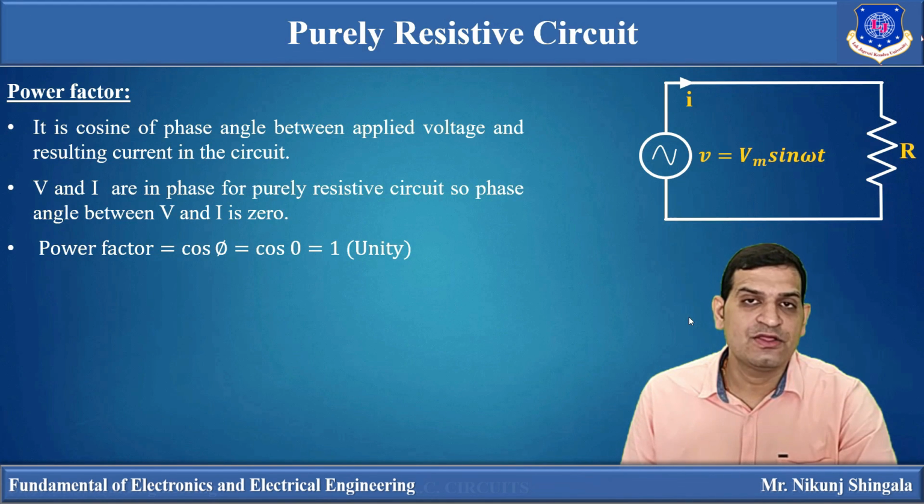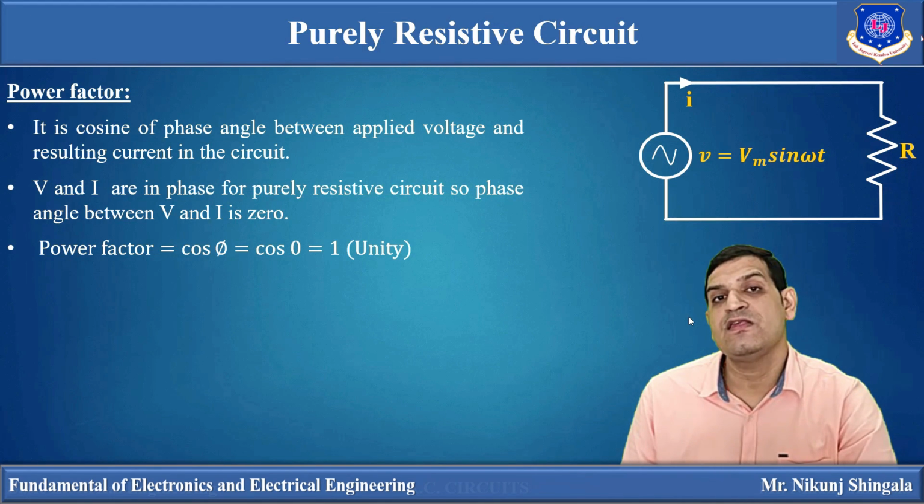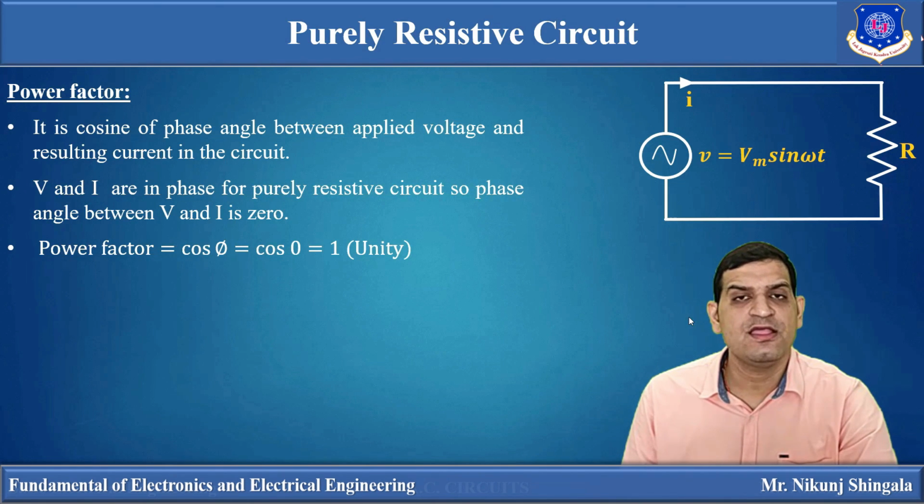So in this video lecture, I have discussed the analysis of a purely resistive circuit. Whenever we are analyzing any kind of AC circuit, we have to find the equation of voltage, current, and the phase angle between them. We have to draw the phasor diagram of the given circuit, and we have to find the instantaneous power and average power of the given circuit, and finally the power factor. So all these things we have to find whenever we are analyzing an AC circuit. This is all about today's video lecture, in which I have done the analysis of a purely resistive circuit.